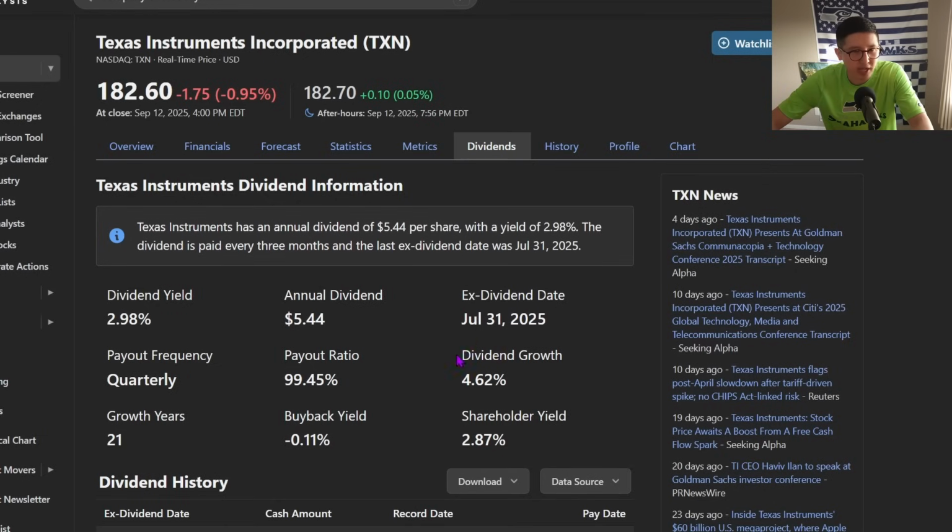Take a look at their dividend profile: 4.6% growth rate, 21 years of dividend growth. Payout ratio is very alarmingly high at 99.4%. So this is a teaching lesson right here. Their dividends paid out per share is $5.44.